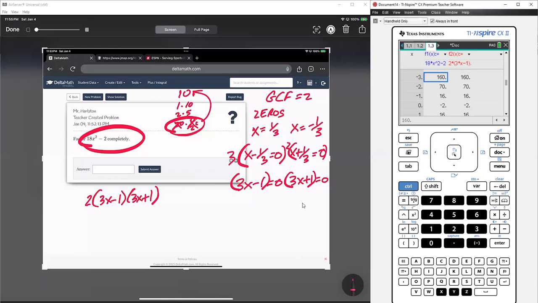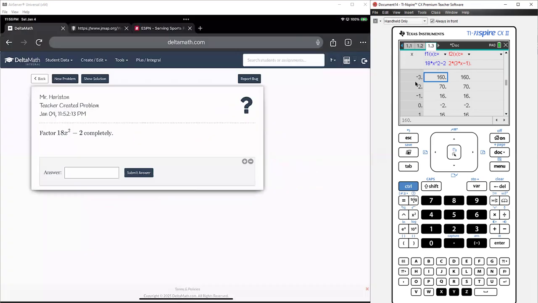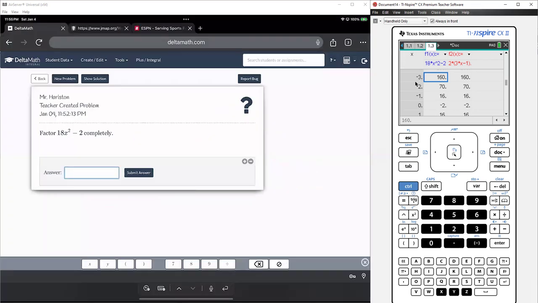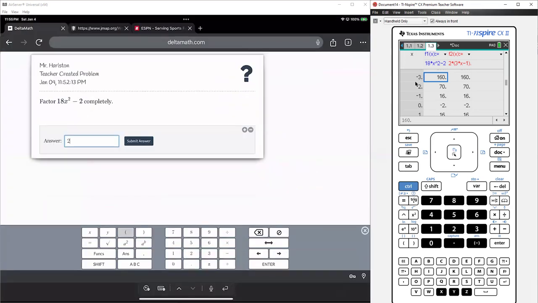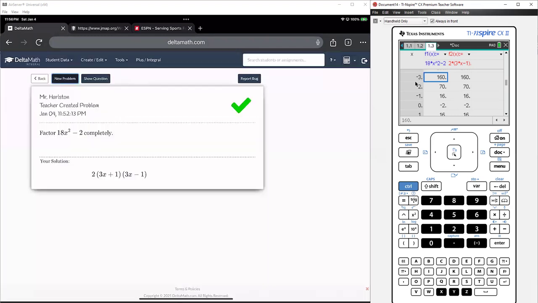So now I can go and answer this question. Let's get rid of this. Then we're going to put in 2, parentheses, 3x plus 1, close the parentheses, and then we have 3x minus 1. Submit it, and it says nice. All right, so that's what you're doing.